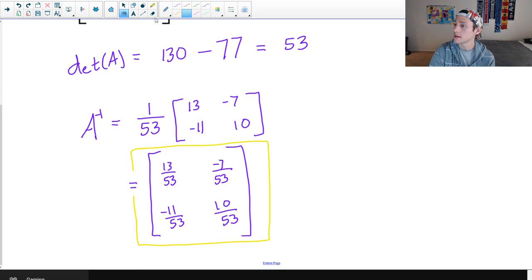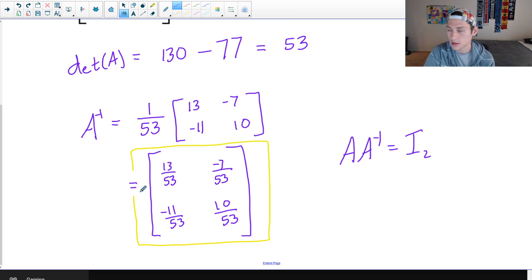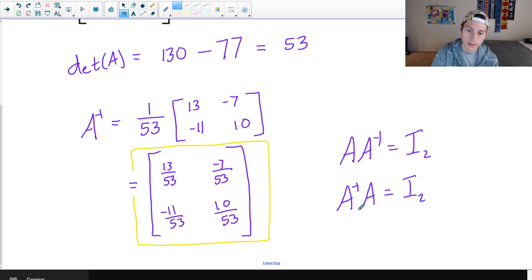If we did A times A inverse, we would get the identity matrix. Or if we did it the other way, if we did A inverse times A, we would get the identity matrix. Guaranteed. Promise you. But you can go through and check it for sure if you want.